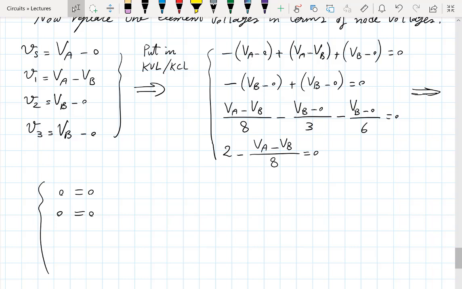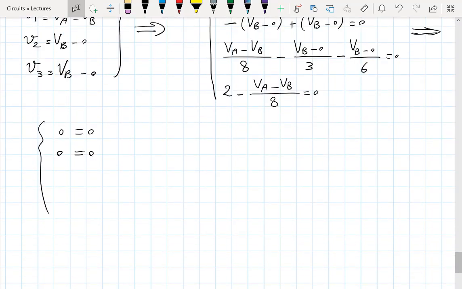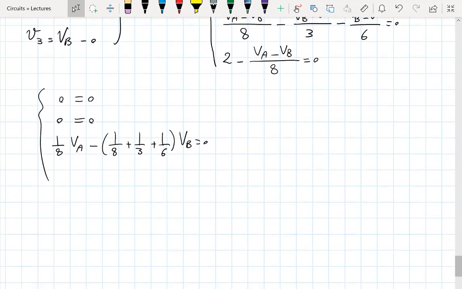The third equation. So I have VA times 1 over 8 minus VB times a bunch of things, right? So I have 1 over 8 times VA minus 1 over 8 plus 1 over 3 plus 1 over 6 times VB equals 0. And finally, maybe rearranging, I have 1 over 8 times VA minus 1 over 8 times VB equals 2.